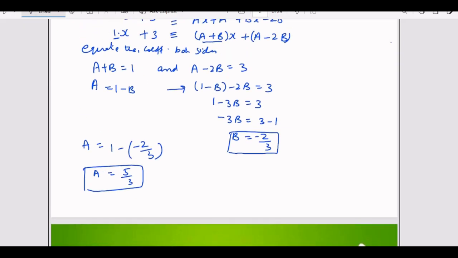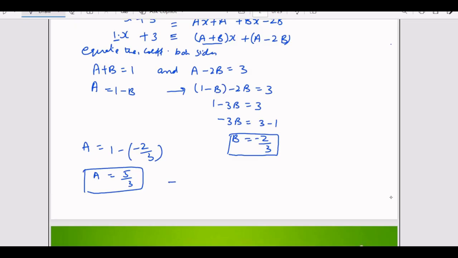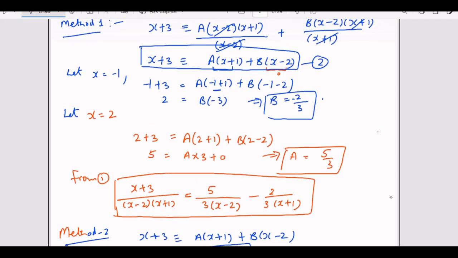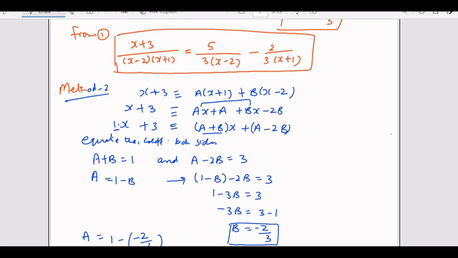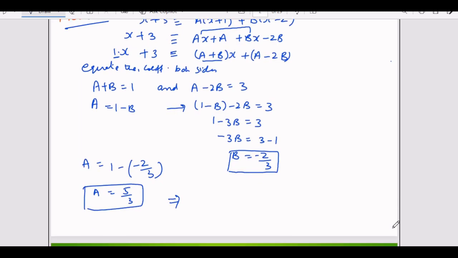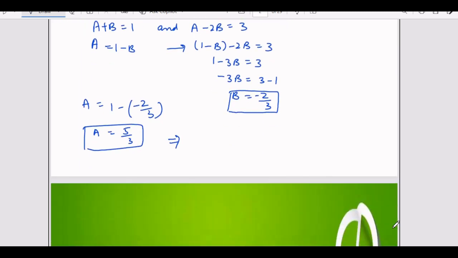So that's how we are going to use it. Then again you see we got the same values of a and b as we got here, negative 2 over 3 and 5 over 3. So then this will be our final answer. So this is how you use two different methods to find out the values of the constants.